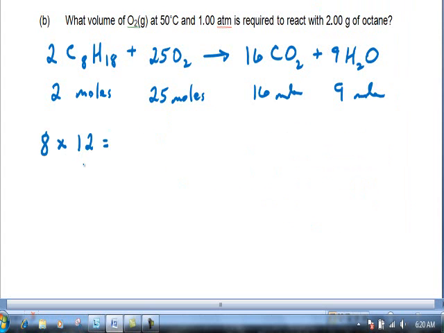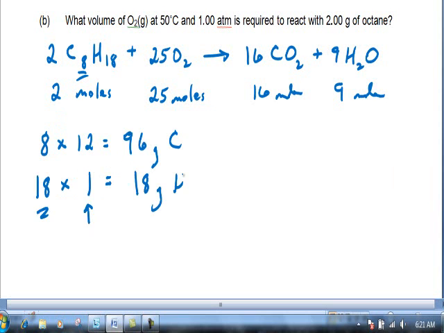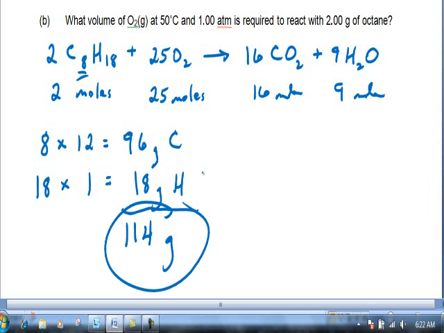From the periodic table, we can find that the mass of carbon is 12 grams per mole. We have 8 carbons in our octane sample, so 8 times 12 would indicate that a mole of octane will contain 96 grams of carbon. Repeating the process for hydrogen, where the mass of hydrogen is 1 gram per mole, we have 18 hydrogens in our sample, which gives us 18 grams of hydrogen in 1 mole of octane. Adding the 96 and 18 gives us a mass of 1 mole of octane of 114 grams.